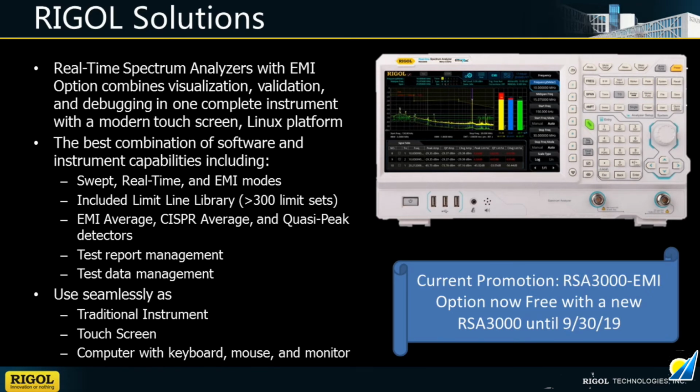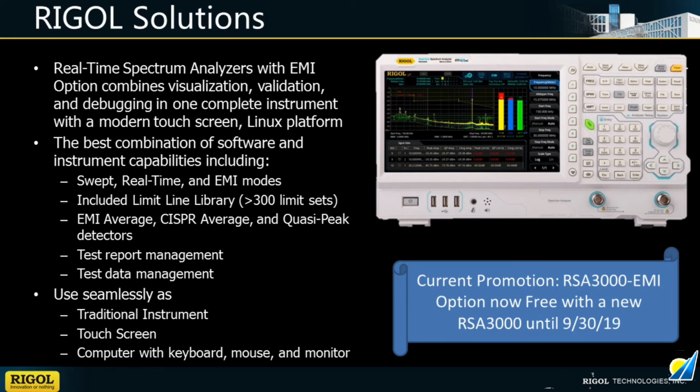It also enables your EMI average, CISPR average, and quasi-peak detectors that you can use for a number of pretty standard pre-compliance setups. With test report management and test data management, you're able to archive all of your data, compare traces, and compare limit lines to get as close as you need to for confidence that you'll eventually be able to pass a full compliance test.